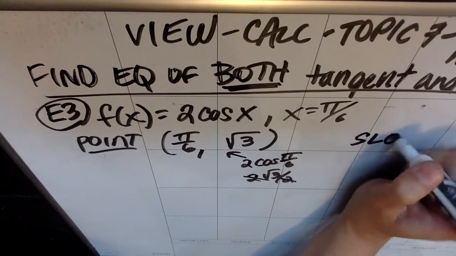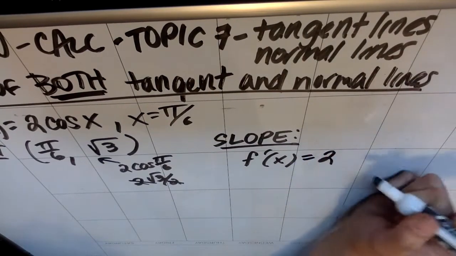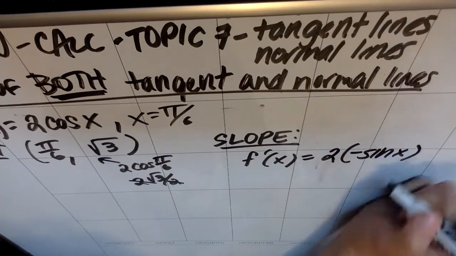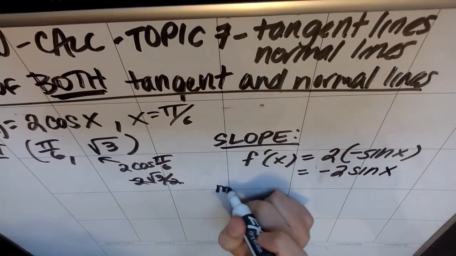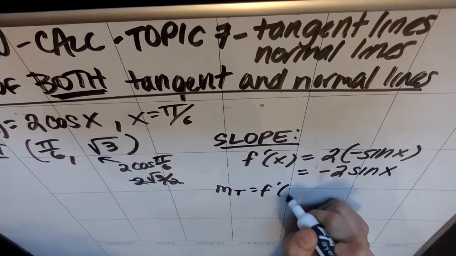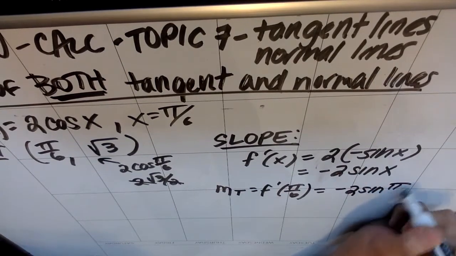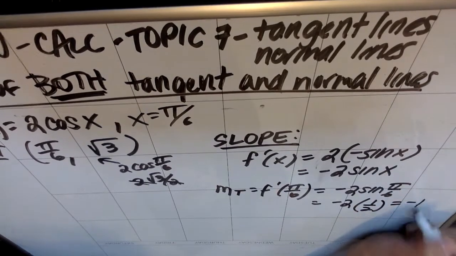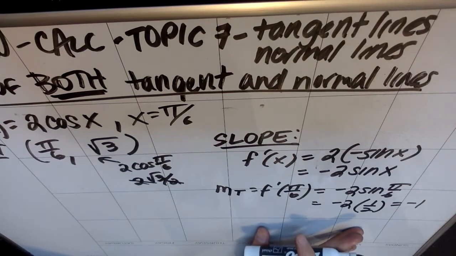I also need a slope. So in order to find my slope, I need to find the derivative. Well, f prime of x is going to be 2 times negative sine, since the derivative of cosine is negative sine. So you can either do it as 2 negative sine x, or put the negative in front of the 2. So my tangent slope is f prime at pi over 6, which is negative 2 sine of pi over 6, which is negative 2 times 1/2, or negative 1.